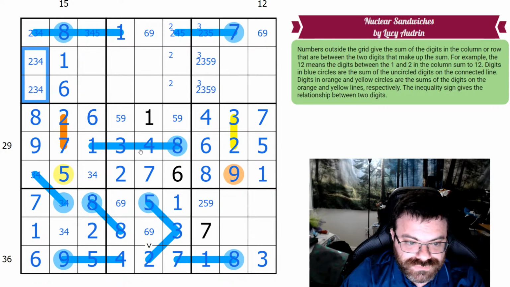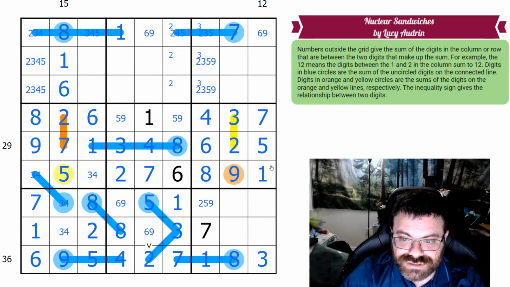These are 2, 3, 4, and 5. Still need to do this 12. Wait, 1, 5, 7, so this is 2. None of these are 2, so this is not 5. So that puts a 2 here.